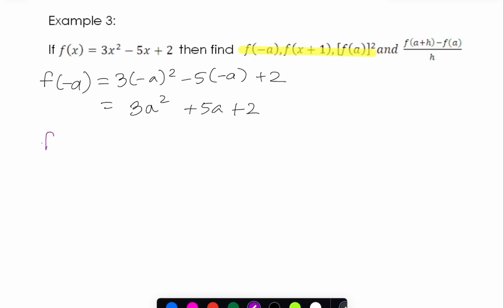And then now we're going to plug in x plus 1. Again, I will use that notation. Let's go ahead and plug in x plus 1. So we have 3 times the quantity of x plus 1 squared minus 5 times the quantity of x plus 1 plus 2. So use a parenthesis to help you, okay?